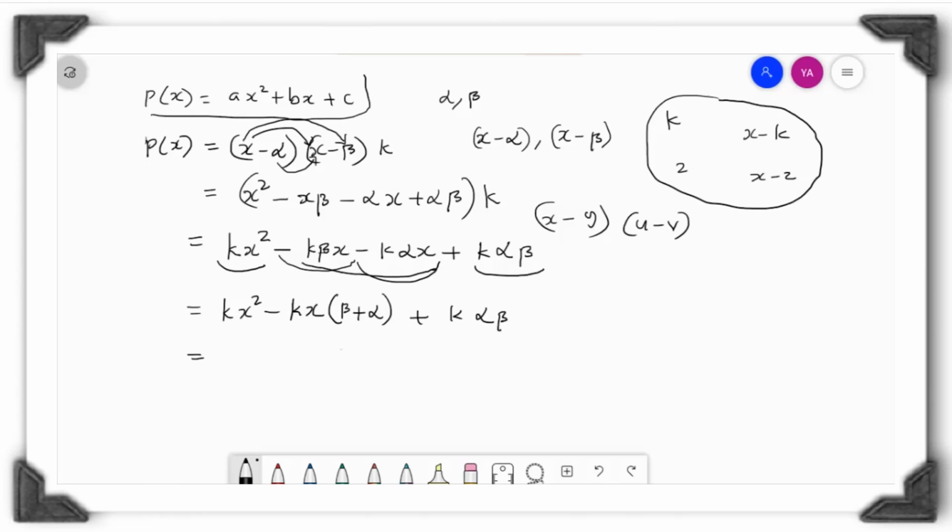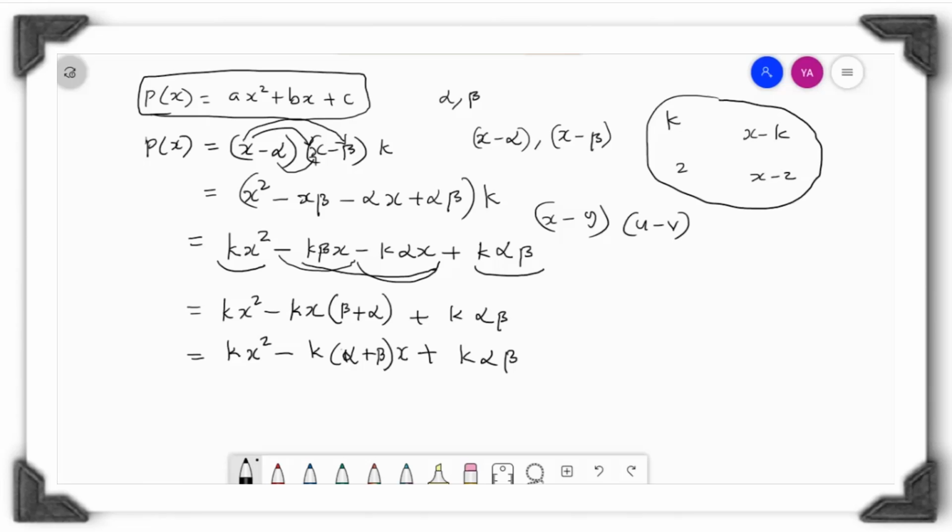Before that, we want to arrange one more thing. kx square minus, you can write it as the general form, so x comes at the end. So k times alpha plus beta. You can write beta plus alpha as alpha plus beta, into x, plus k alpha beta. Okay, so here compare the coefficients of this p of x and this.